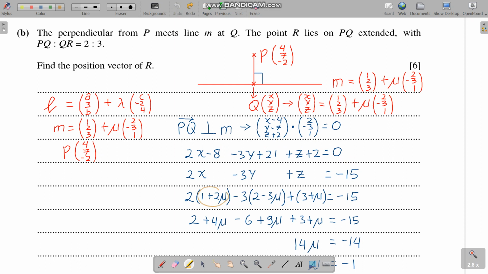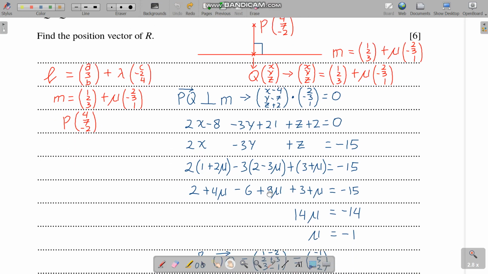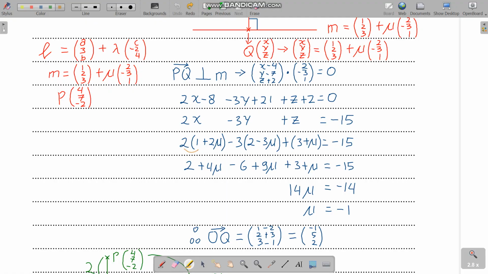And remember, we can replace the x with 1 plus 2 mu and so on. So x is 1 plus 2 mu, y is 2 minus 3 mu, and z is 3 plus mu. So now everything's in mu. We can find the mu. Times 2, we get 2 plus 4 mu, minus 6 plus 9 mu, 3 plus mu. So 4 plus 9 plus 1, that's 14. 2 minus 6 plus 3, that's minus 1. So move to the right, plus 1, minus 15 plus 1, minus 14. Divide both sides by 14, we get the mu.